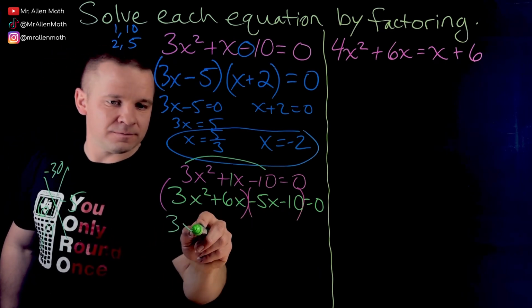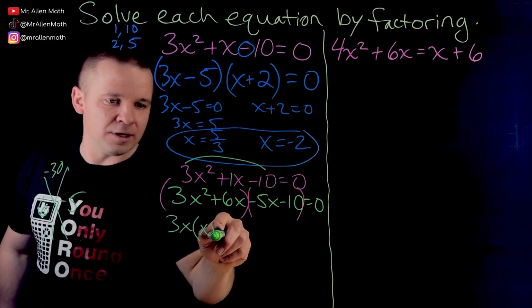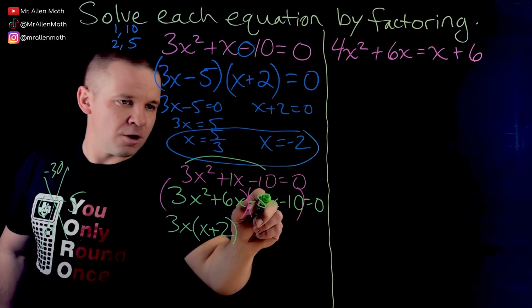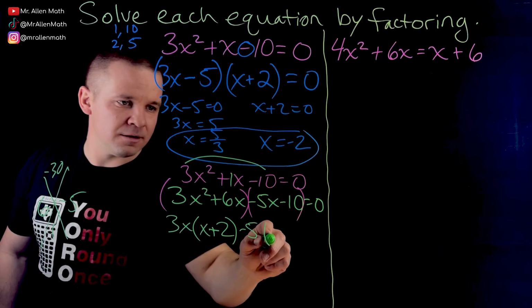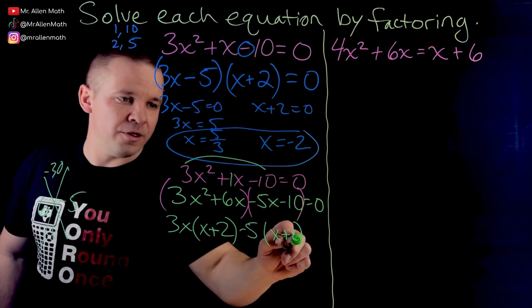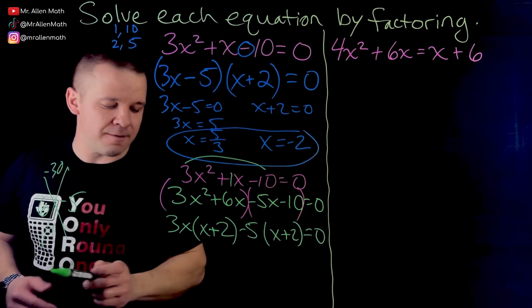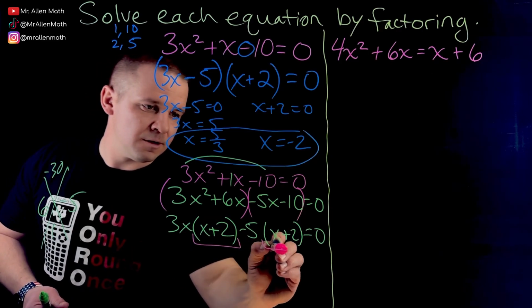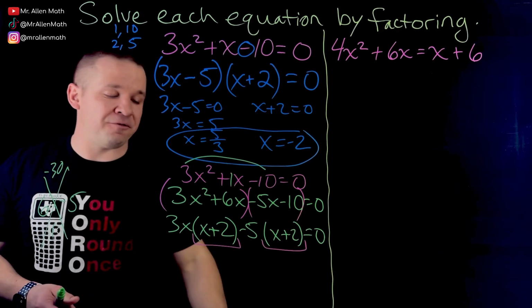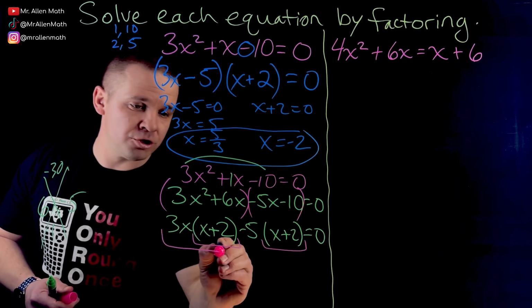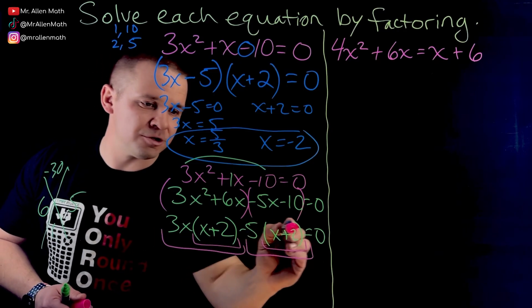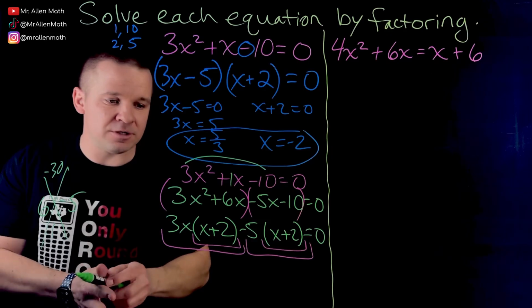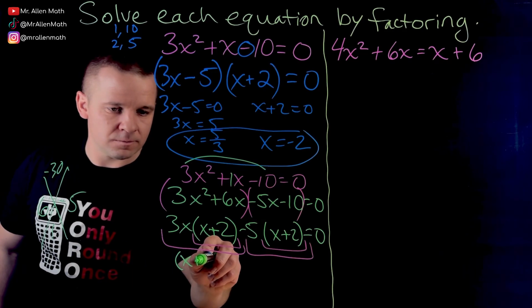3x can come out. And then I'm left with x plus 2. Over here, negative 5 can come out. And I'll be left with x plus 2. Those two should be the same. Okay? So this right here, those two are common factors of this larger term and this larger term. So I'm going to pull the x plus 2's out.